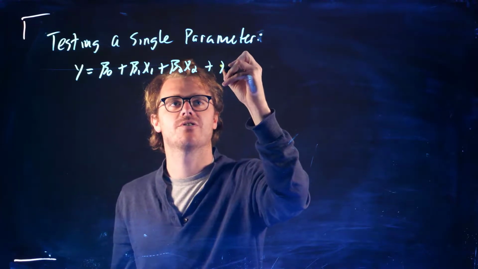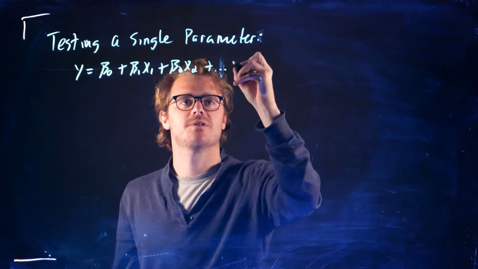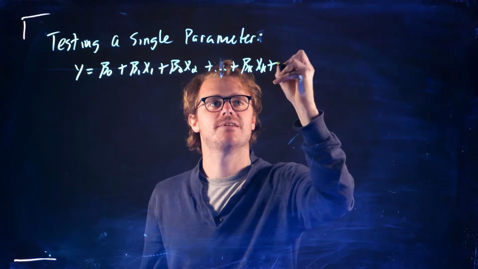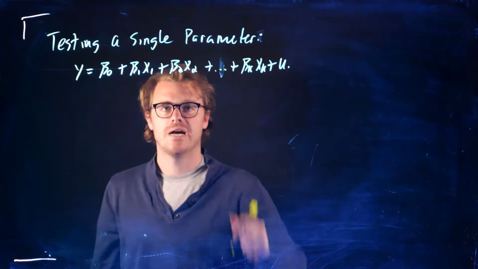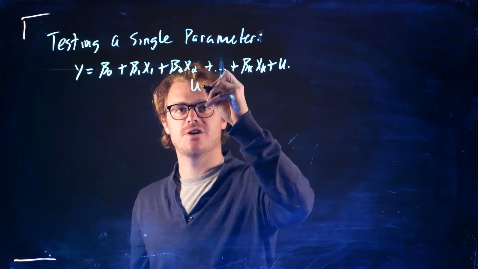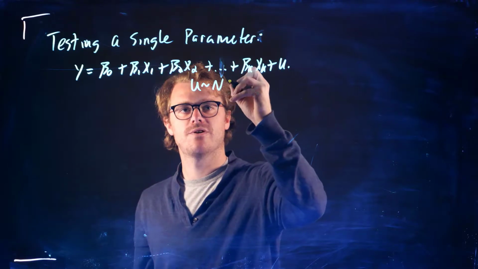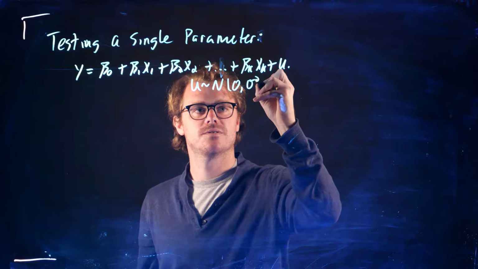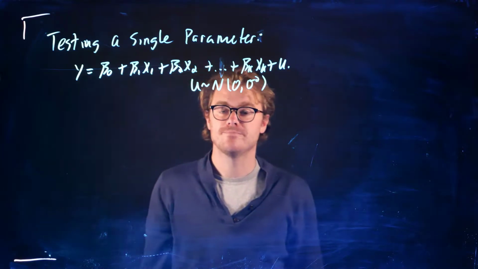Let's just write out a general regression, plus beta k xk. So let's leave it nice and general. And we're going to make all these assumptions that we were making before. So we have a normally distributed error term, mean of 0, a variance of sigma squared.